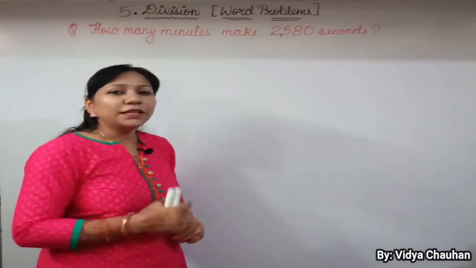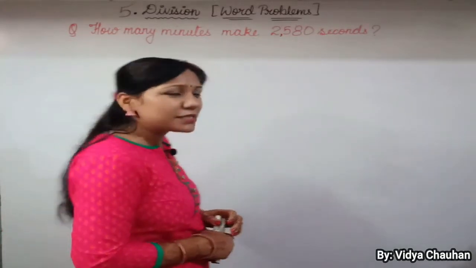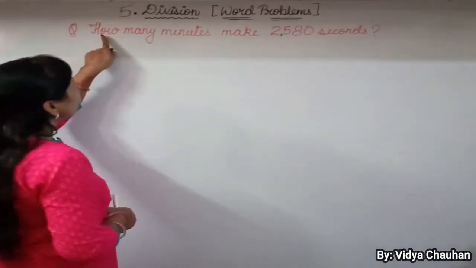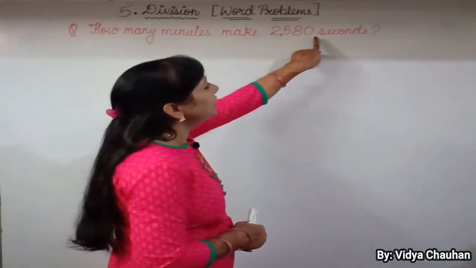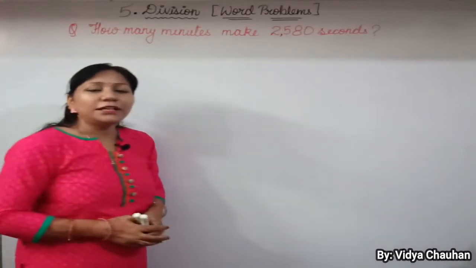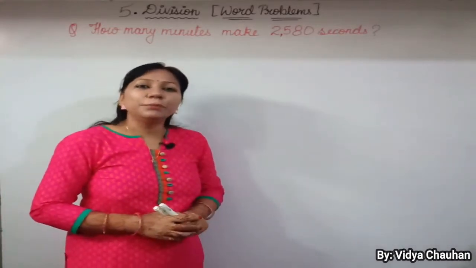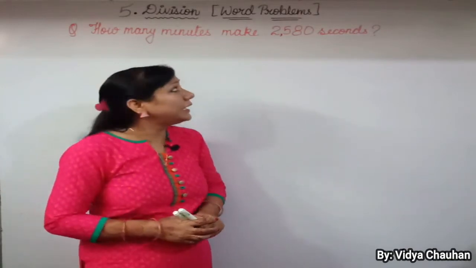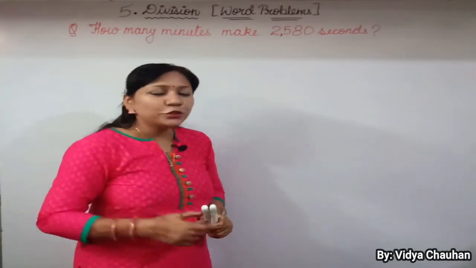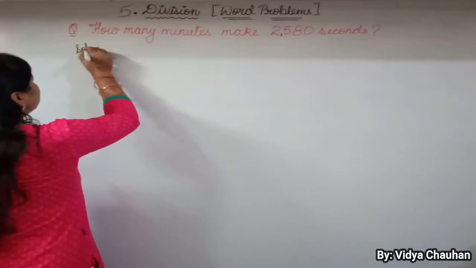division. So for that I have taken a question here, and let us read what is given in the question very first. The question says, how many minutes make 2580 seconds? It is being asked that you have to find how many minutes are there in 2580 seconds. So let us start the solution now, and your solution will begin like this.